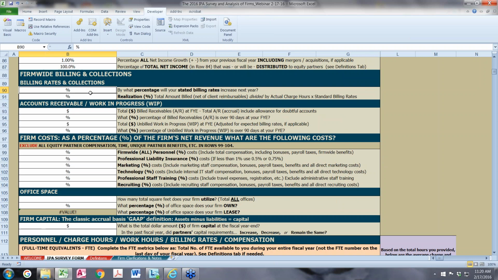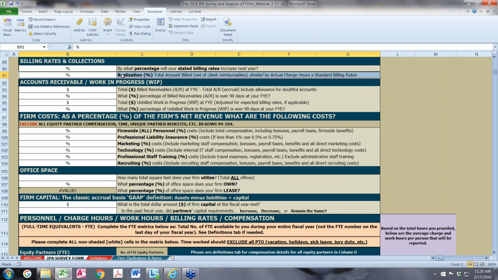Row 91 asks for realization rate, which is defined as the total amount billed divided by the actual charge hours times standard billing rates. The numerator here would be what was actually billed. The denominator would be all charge hours before any write-offs multiplied by full standard billing rates before any write-downs or write-ups. This metric is a measurement of several things, including chargeable time that was not recorded, captured time that was not billed, and billing rates that were different up or down from standard rates.